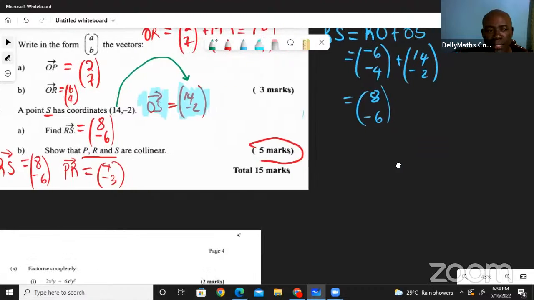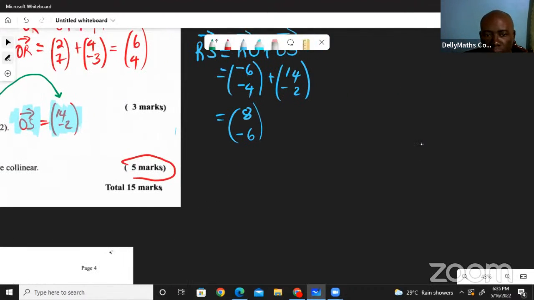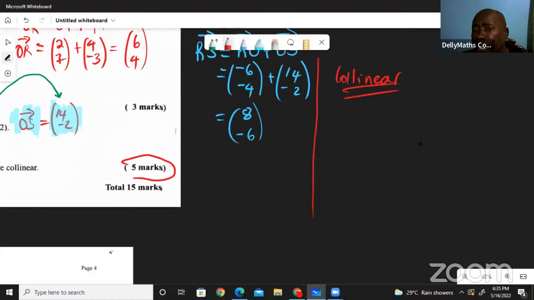So what is the concept of collinear? Let me put the concept of collinear at the side. Whenever we discuss collinear, the concept of collinear is to prove that two vectors are parallel. So we want to prove what is called parallelism.